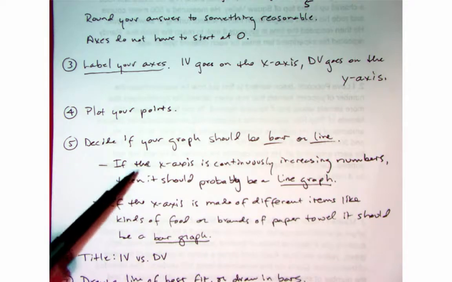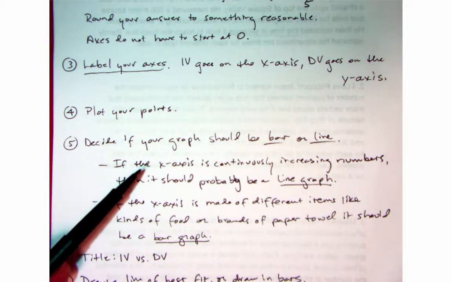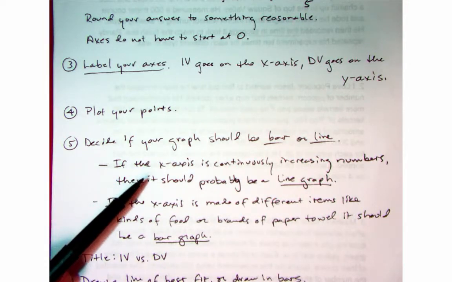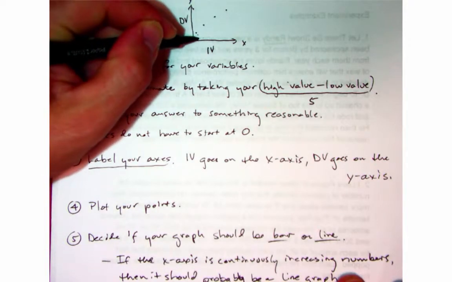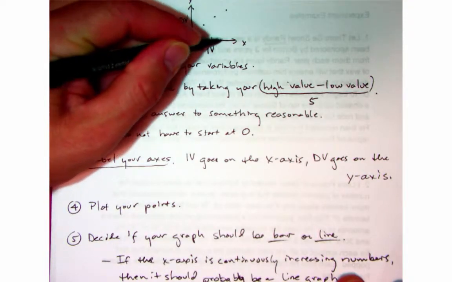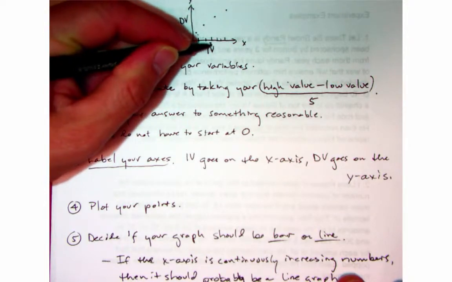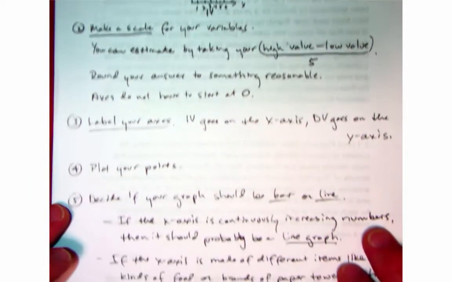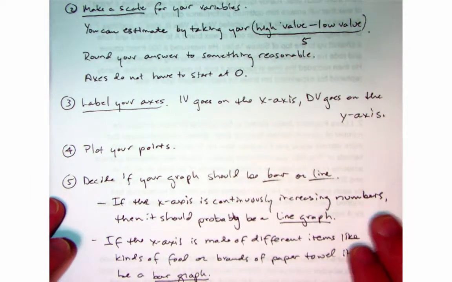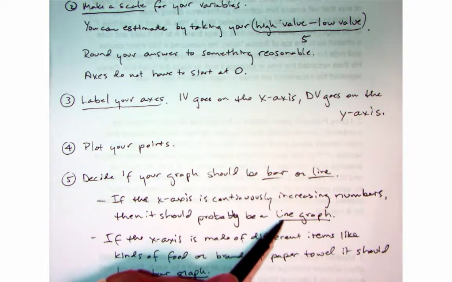If your x-axis values are continuously increasing, like let's say that this is a number line right here, and it goes 1, 2, 3, 4, 5, 6. Each value is just an increase of the other one. It's a continuous set of data. In that case, you want to use a line graph.